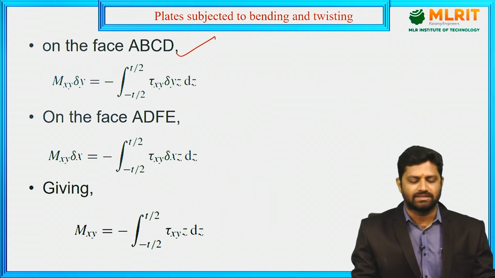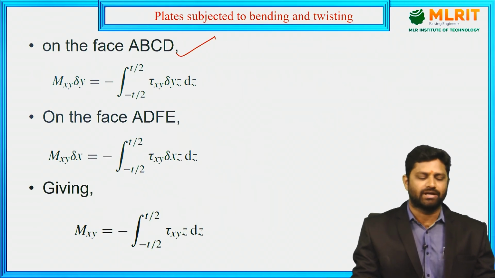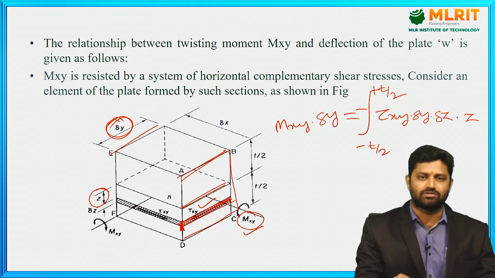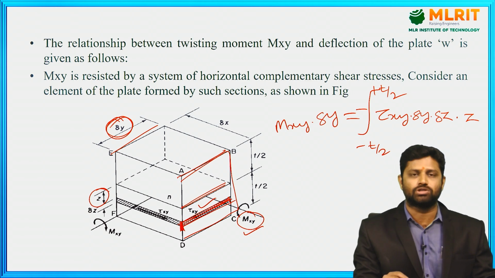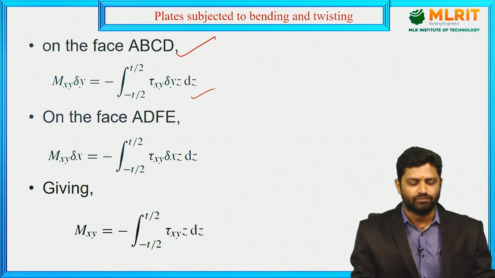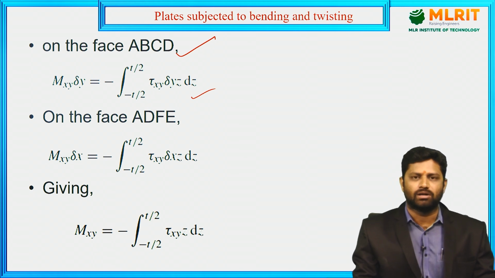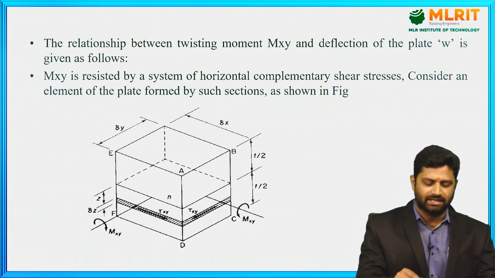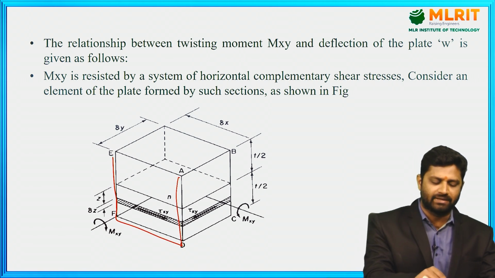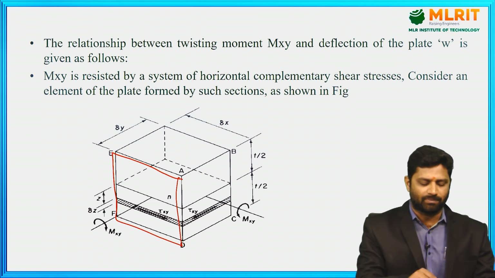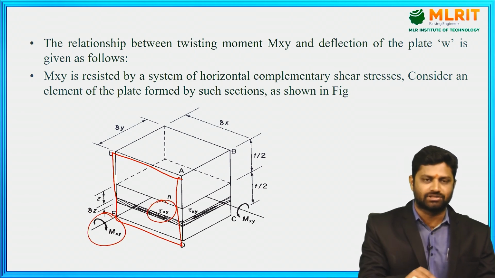Okay, so that is the equation we have here, Mxy into delta y equals minus the integral. One more minus sign is also there because the element we are considering is below the neutral plane, in which case we can consider the sign as negative. So similarly, now we are going to consider another face, that is face ADFE.